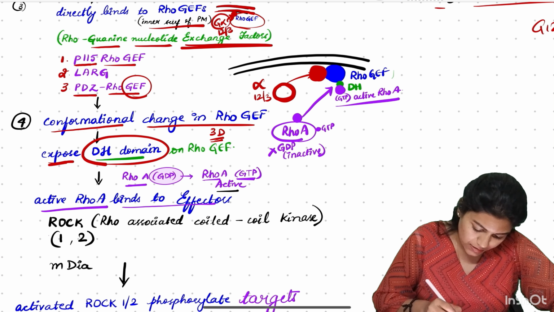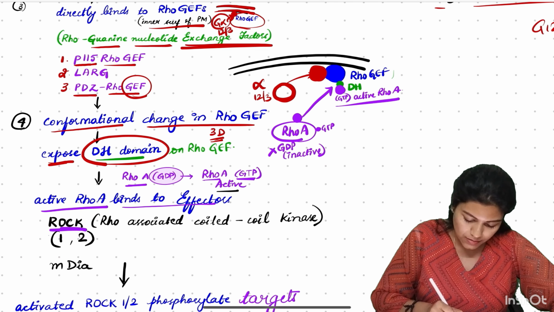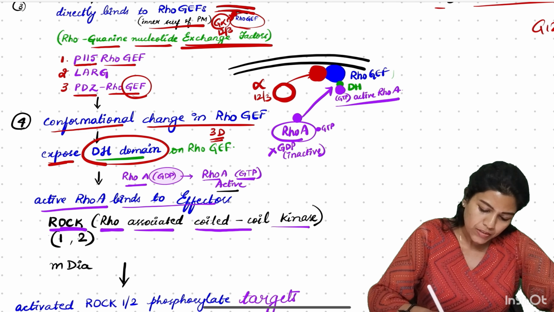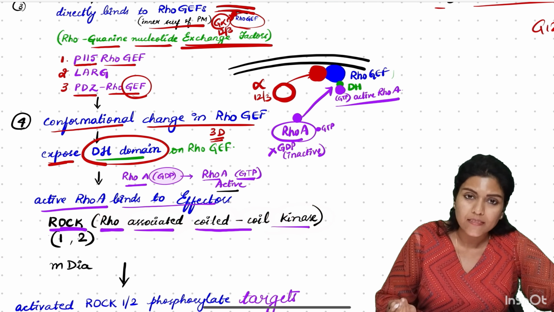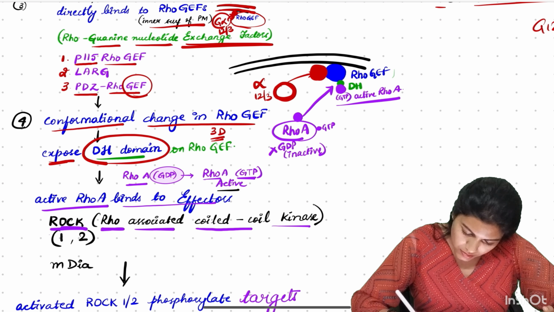What are the effectors? Here it is called a ROCK effector. ROCK means Rho associated coiled kinase. These are the Rho associated coiled kinases present in the cytoplasm. Now this activated Rho will act on these effectors.